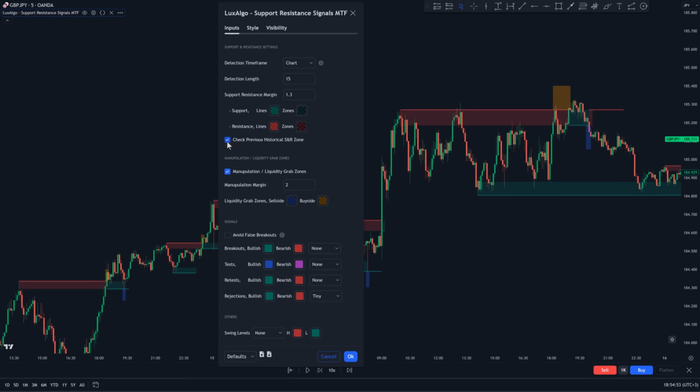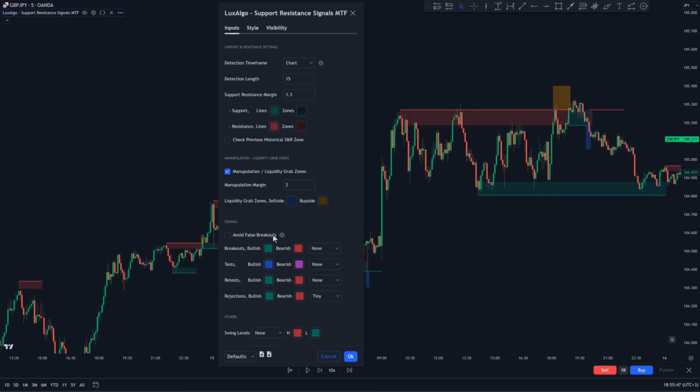This checkbox lets the indicator revisit and assess past support and resistance levels. However, for our showcased strategy, we'll leave this option off. Manipulation margin. A setting of 2 indicates that the manipulation zone will have a width that's double that of the associated support or resistance level. You can also customize the zone's color to your preference.